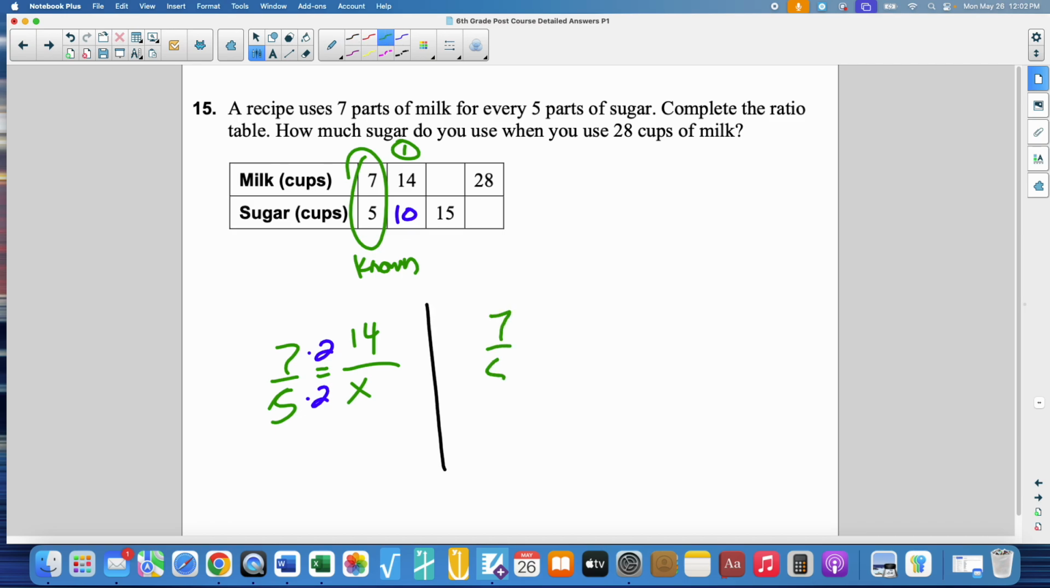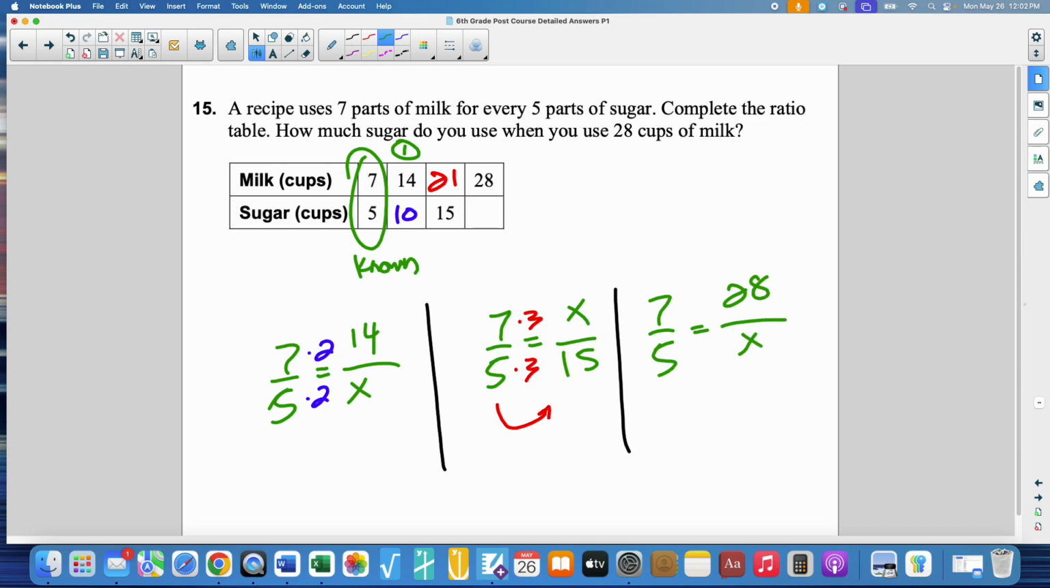So 7/5 is equivalent to x over 15. We go from the known to the unknown, so times 3, so that's going to be 21. And the last one is 7/5, my known, equals 28 over x. Well, this one's another proportional one, 7 times 4, so that is 20. Okay, so 14 to 10, 21 to 15, and 28 to 20.